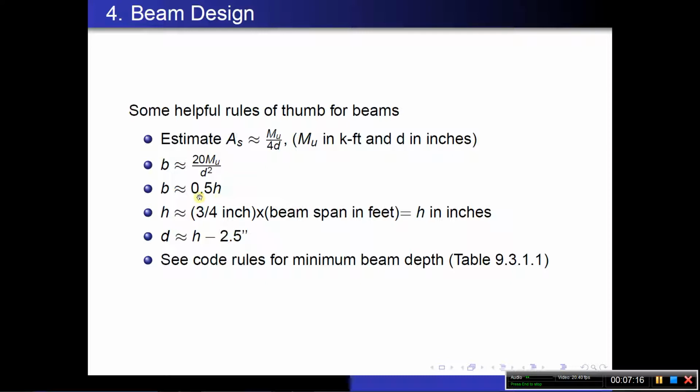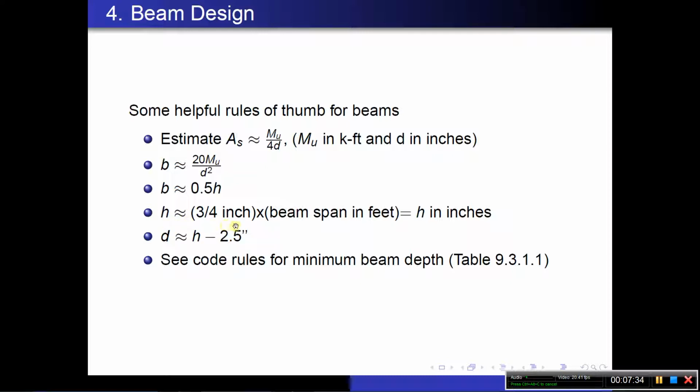Another rule of thumb that works for B is that a good number to use is about half of H. You will tend to get some fairly efficient beam sizes by doing that type of thing.